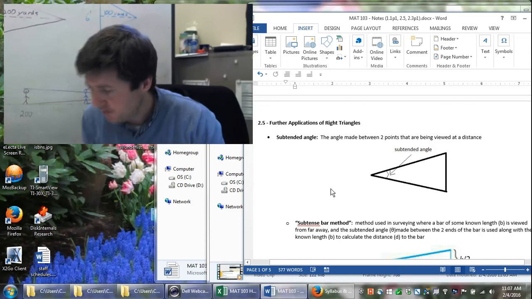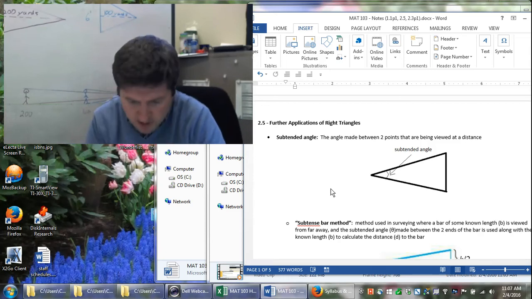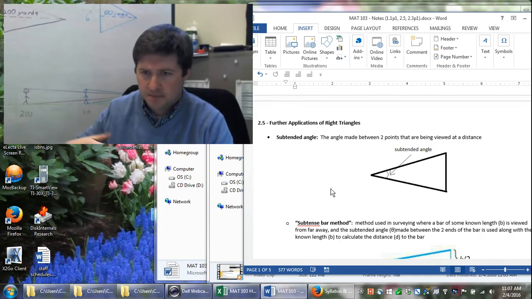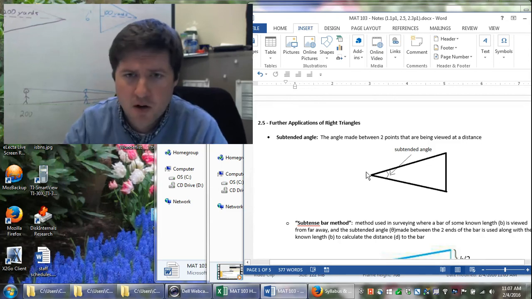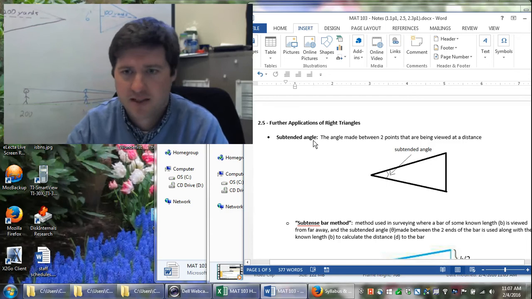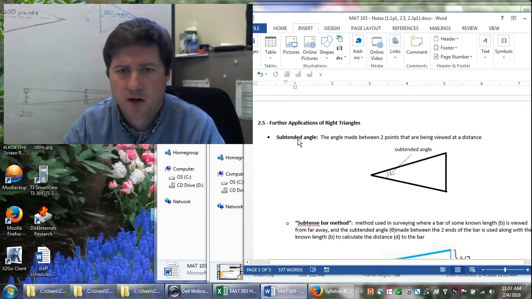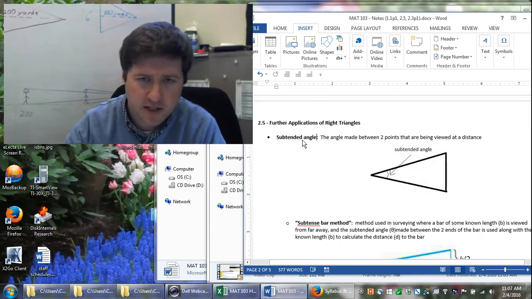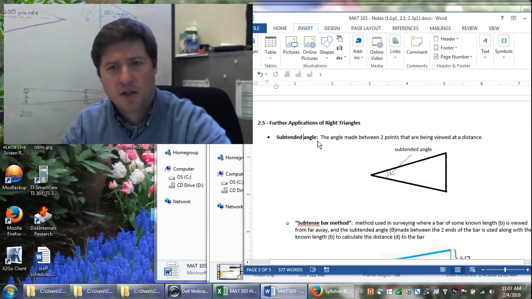So 2.5, further applications of right triangles. We already went over some of the stuff, how we can solve these. There are all kinds of great word problems solving right triangles. We're going to go over some more, some further applications. We're going to start off with subtended angles.